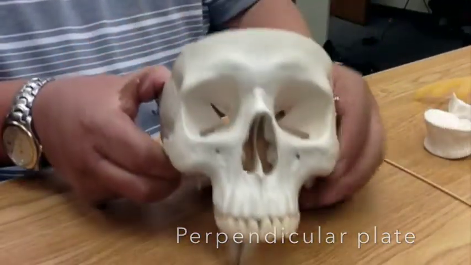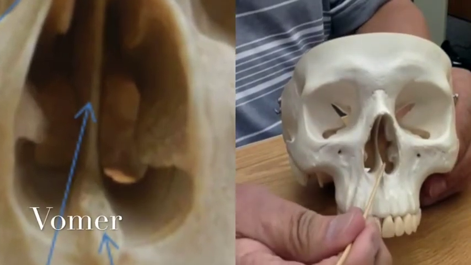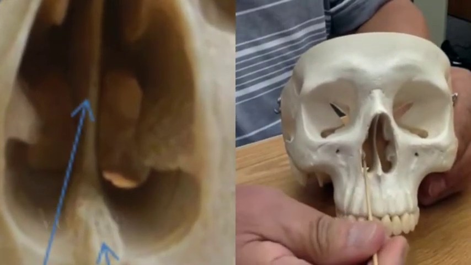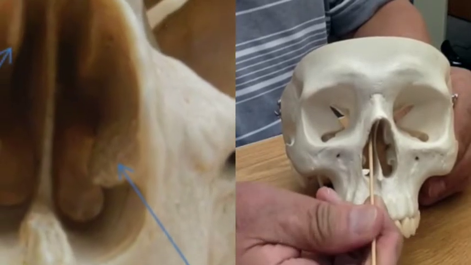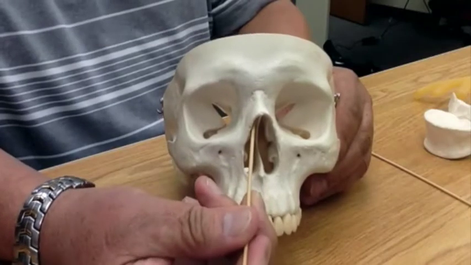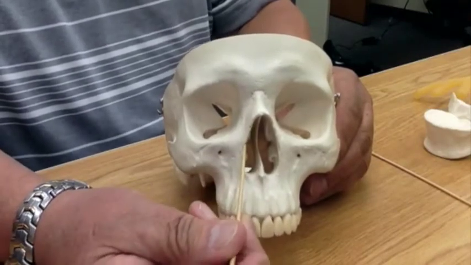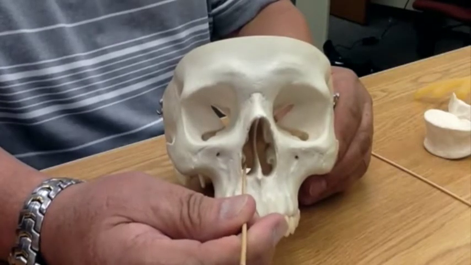If we turn it like this, we look them right in the nose. This bone right here is the vomer. This one right here is the inferior nasal concha. This right here is the middle nasal concha. Now there's a superior nasal concha. It's way up there. You can't see it. And remember, the inferior nasal concha is a bone all by itself.